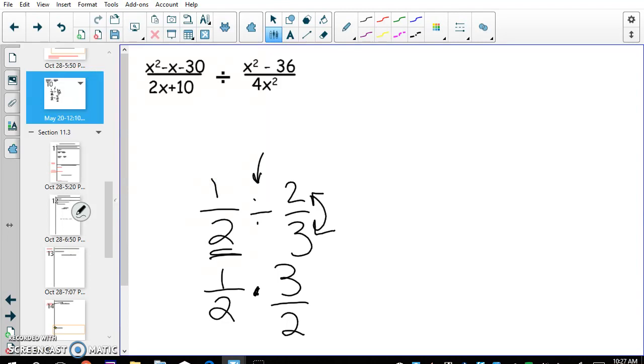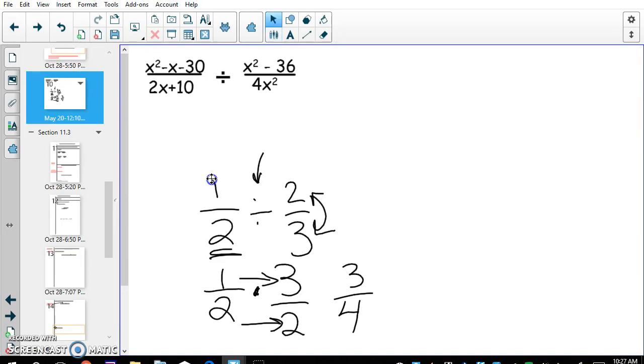And so then you can simplify if possible. In this case you can't, so then you just multiply across the top, you get 3. Multiply across the bottom, you get 4. Boom, there you have your answer.